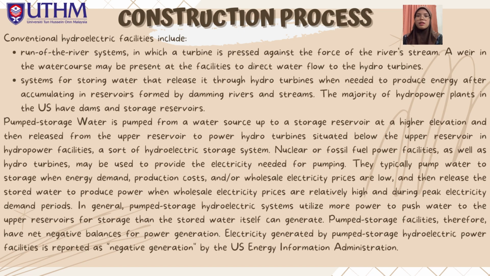Conventional hydroelectric facilities include, first, run-of-the-river systems in which a turbine presses against the force of the river stream. A weir in the water course may be present at the facilities to direct water flow to the hydro turbines.